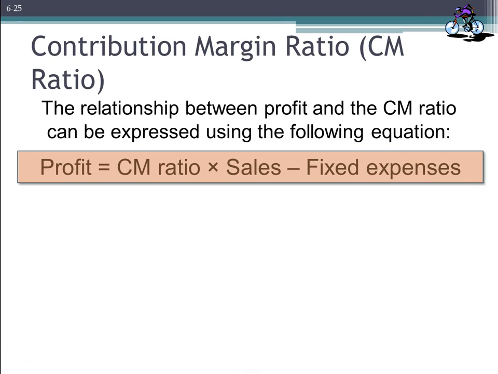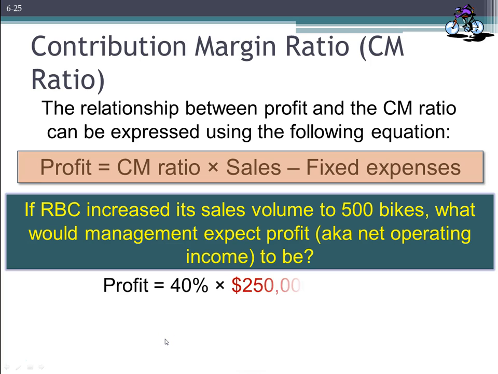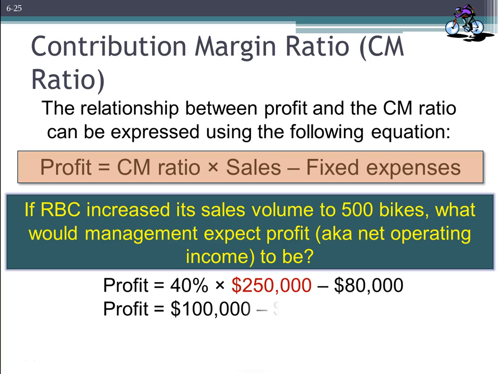So, based on that, yet another way we can express the contribution format income statement as an equation is as follows. Profit is equal to the contribution margin ratio times total sales dollars minus fixed expenses. So, again, using that same example, if we increased our sales volume to 500 bicycles from 400, what would management expect to profit? So what would the net operating income be if we made that increase?